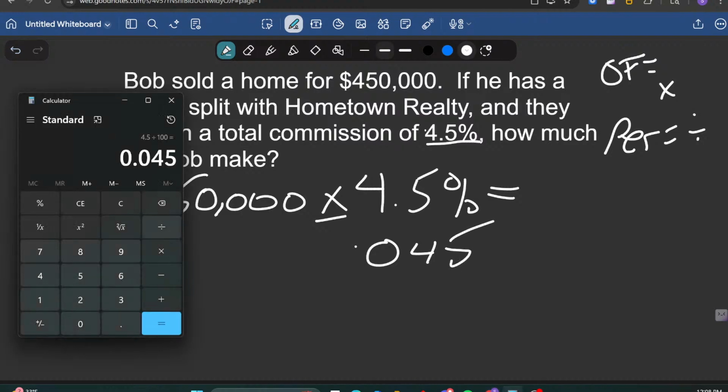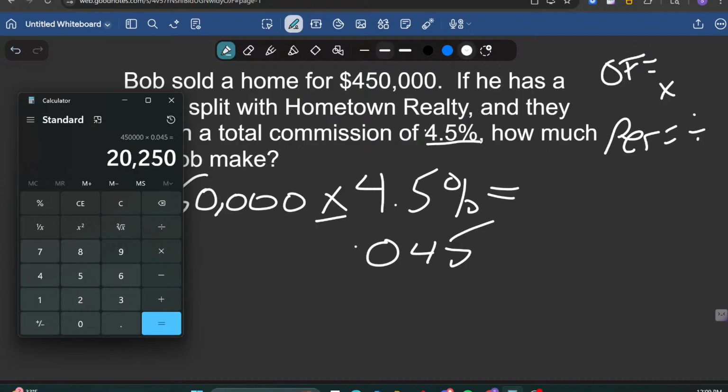So if we were calculating this, we know that 4.5% as a decimal is 0.045. Multiply that by 450,000 equals 20,250. Now, Stu tip, listen to me carefully. 450,000 times 0.045. Why did I do it twice?